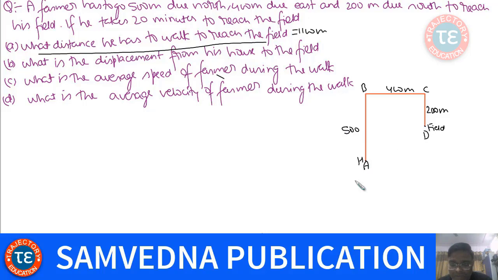So we want displacement. Displacement means you have to give me the straight line distance between initial position and final position. That's the displacement. We have to find this value, right? So in order to find this AD, let me draw a line parallel to BC. So this will also be 400, and this is 200, this is 500, so this will be 300 meter, this distance. Let's call it G. So your DGA is a right angle triangle.